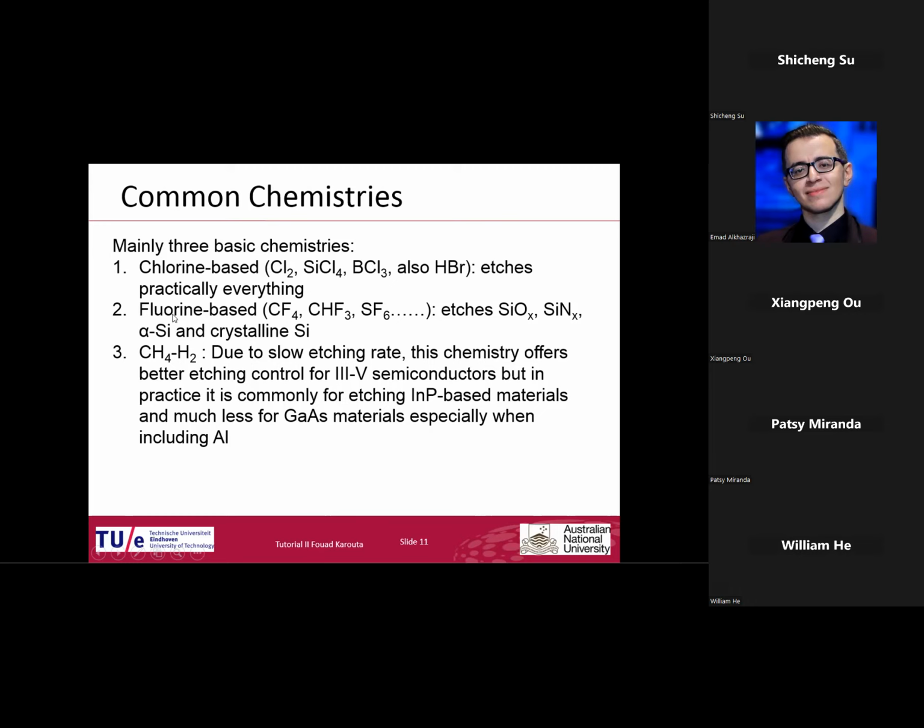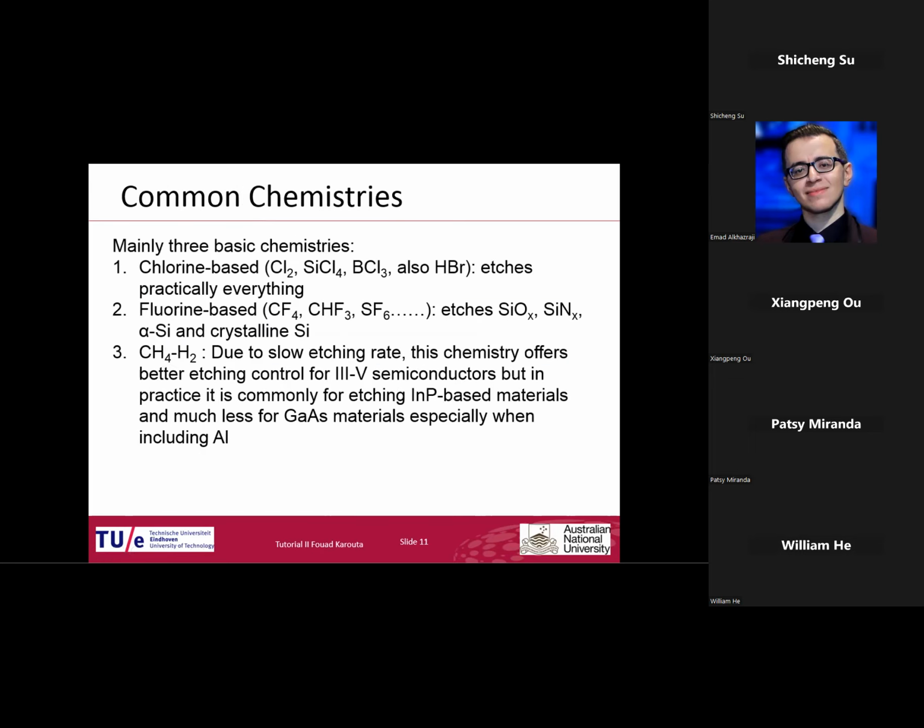Fluorine is also a halogen, of course, but fluorine is mainly used in etching silicon oxide, silicon nitride, amorphous silicon, or crystalline silicon. And then there's another chemistry called methane hydrogen. It has a slow etching rate, but it's used mainly in III-V semiconductors when people don't want to have a corrosive gas like chlorine. And depending, of course, on the application, but it has limitations.